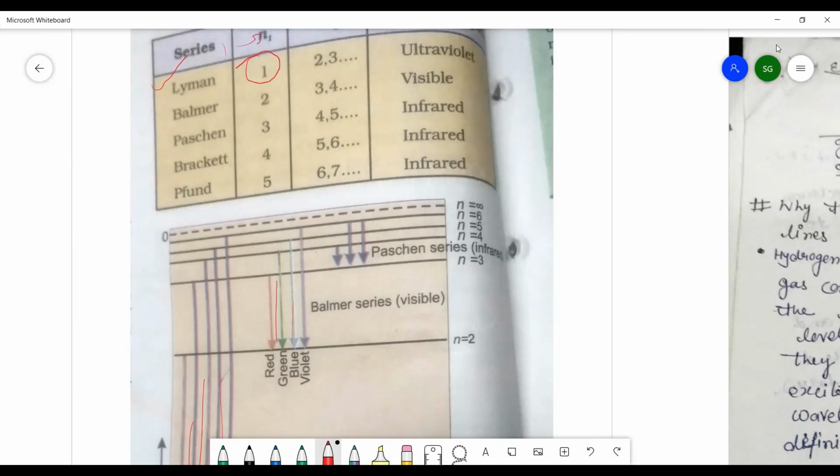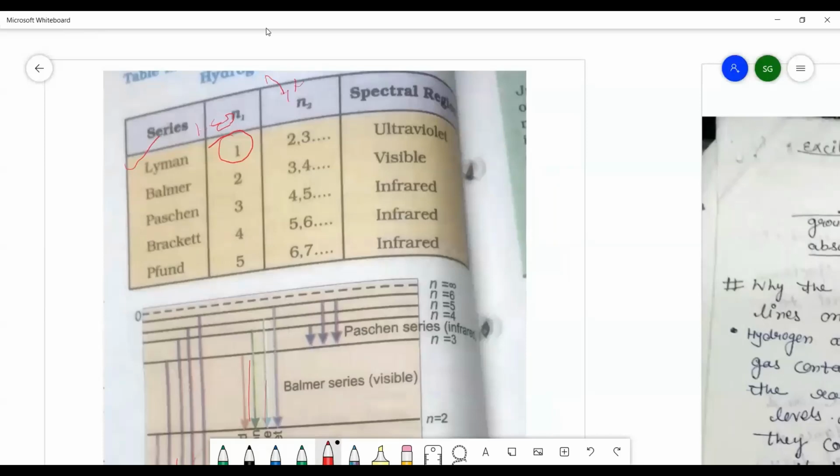n1 means the lower energy level and n2 means the higher energy level. So n2 can be anything. In the Lyman series, all the electrons that are coming back are reaching the first energy level. Where are they coming from? They can come from anywhere, but they reach the first energy level and emit radiations which belong to the ultraviolet UV region. All the lines associated with this are called the Lyman series.